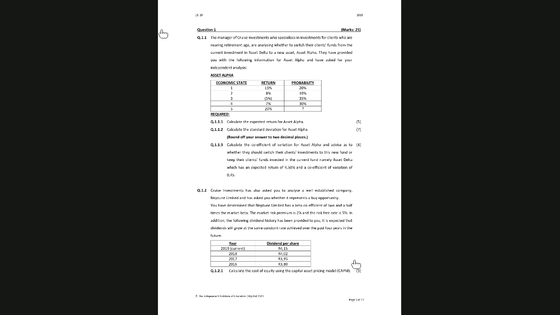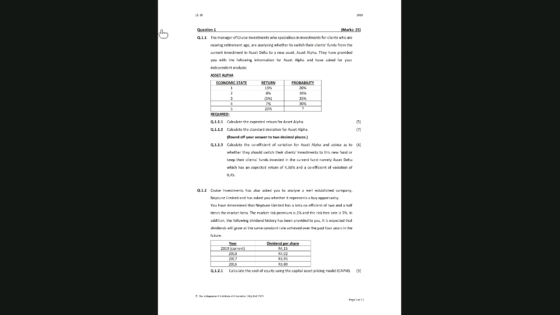And let me just tell you how many marks there are for doing the actual calculation. So out of those 4 marks, 2 of those marks are for doing the calculation correctly. And then the other 2 marks are for the rest of this question, where it says now, importantly, advise whether they should switch their clients' investments to alpha or whether they should leave them with the current fund delta.